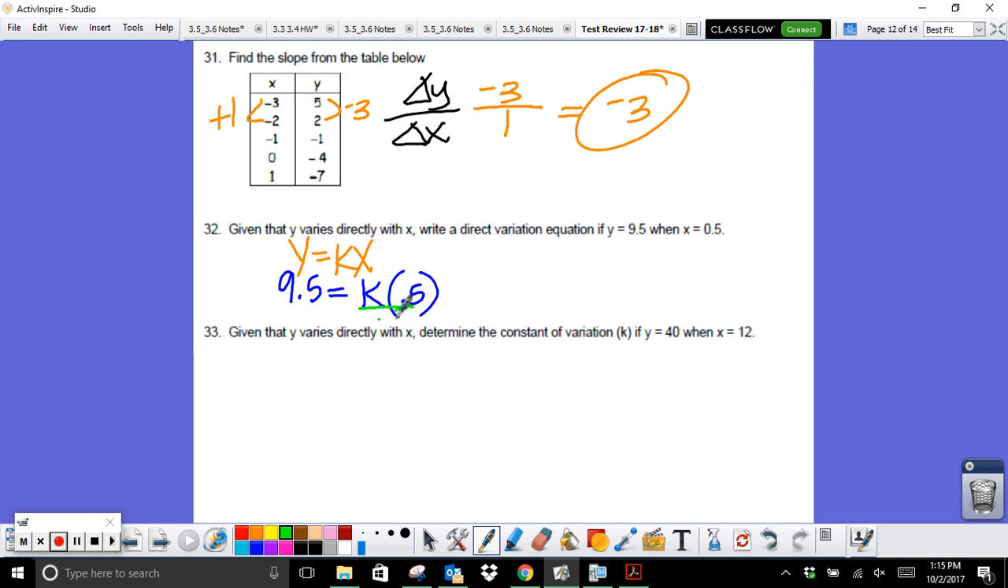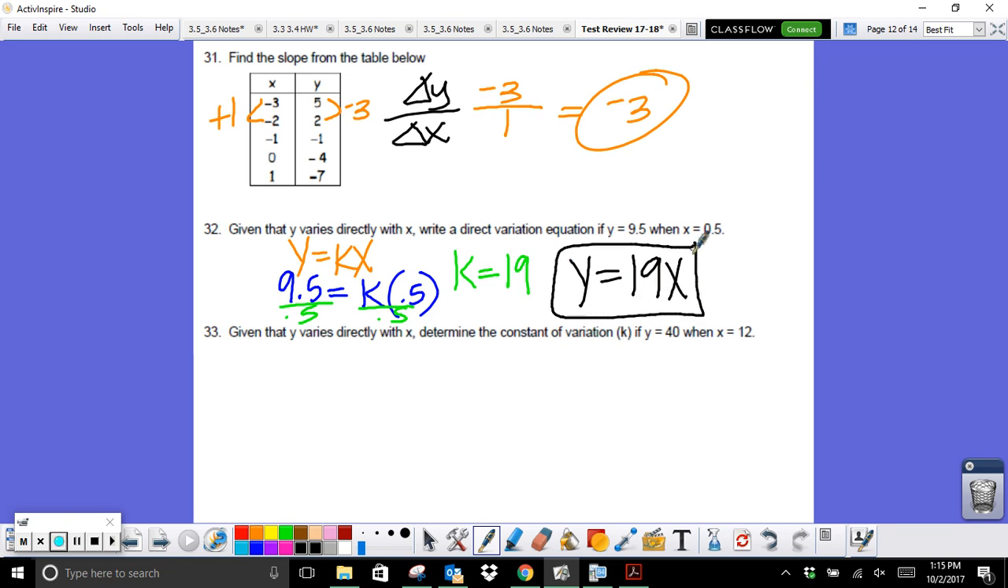So if I divide by 0.5 on both sides, 9.5 divided by 0.5 is 19. If it just asked for my constant of variation, that would be it, 19. But it asked for the direct variation equation. So I'm just going to take 19 and I'm going to plug that in for k. And that's my equation.